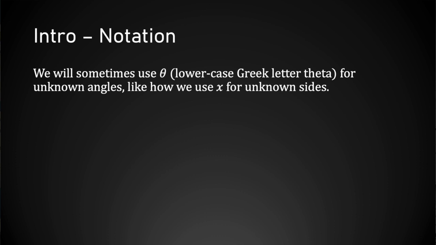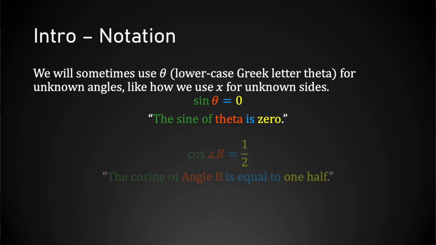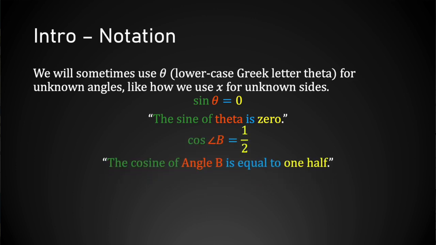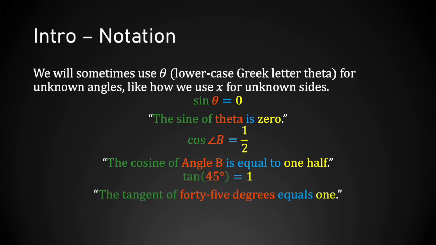I also want you to see how we read equations that have trig functions in them. I would read this as the sine of theta is 0, the cosine of angle B is equal to 1/2, and the tangent of 45 degrees equals 1. Notice for all the trig functions written in green, it's the sine of, the cosine of, and the tangent of. Notice that the second part, written in orange, is always an angle of some kind.